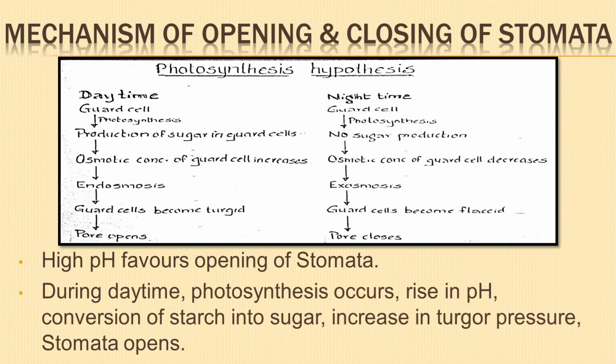In the presence of light during the day, carbon dioxide concentration of guard cells is lowered due to photosynthesis and hence there is a rise in pH. This favors conversion of starch into sugar, which increases the turgor pressure in the guard cells and the stomata open.